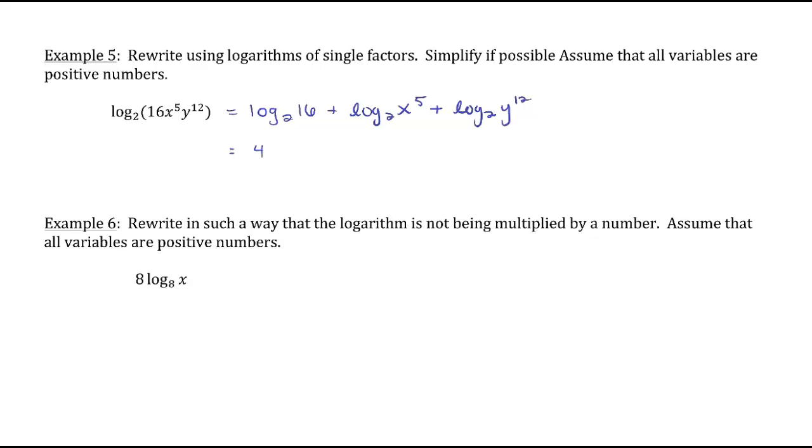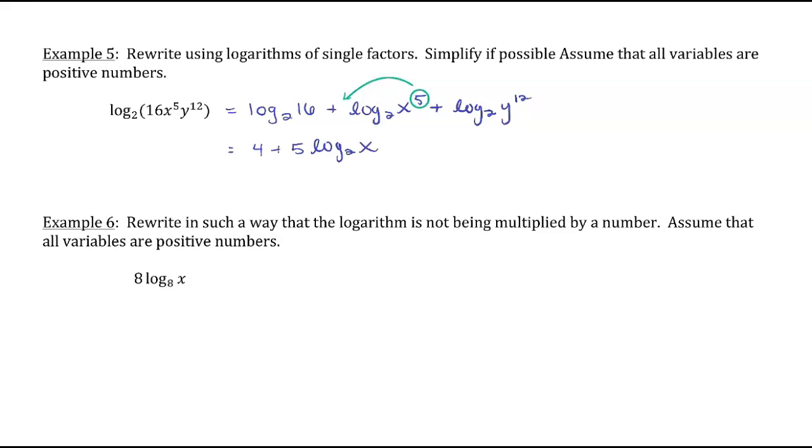With log base 2 of x to the 5th, we can use the power rule. We'll take the exponent 5 and move it out in front, and have 5 times log base 2 of x. Using the power rule again, with log base 2 of y to the 12th, we have 12 times log base 2 of y. Now we've rewritten this logarithm using logarithms of only single factors.